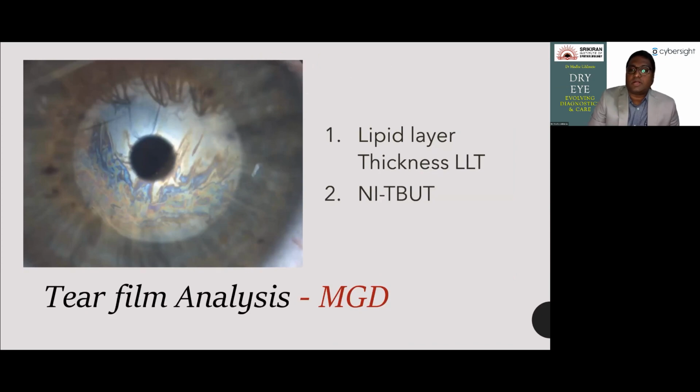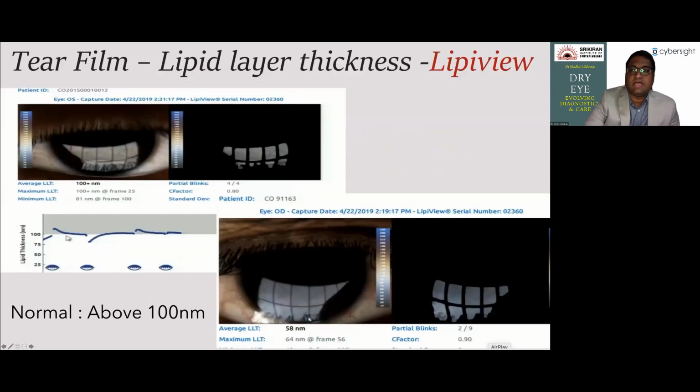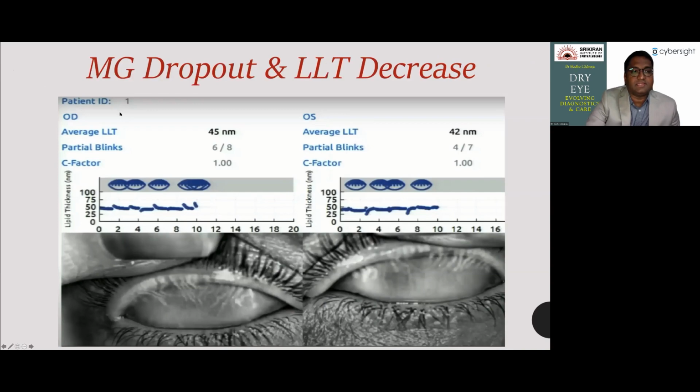So next, coming to the important part, the lipid layer thickness or non-invasive tear break-up time. Non-invasive tear break-up time we have already covered previously, so this is more regarding the lipid layer thickness. There is an equipment called LipiView, which sees this lipid layer thickness specifically. And anything that is above 100 nanometers is considered to be normal. It gives a report like this, where you can see the average LLT is below 100, and there is also a dropout. So you can correlate both LLT and MGD, and you can come to a comprehensive conclusion with the help of this equipment.